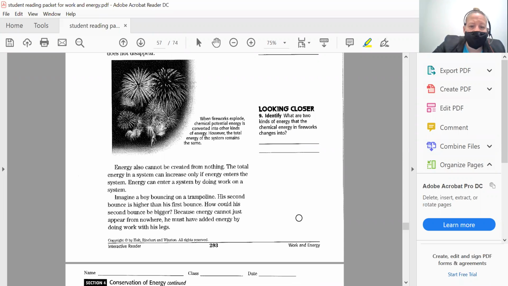How could his second bounce be higher? Because energy cannot just appear from nowhere. He must have added energy by doing work with his legs.